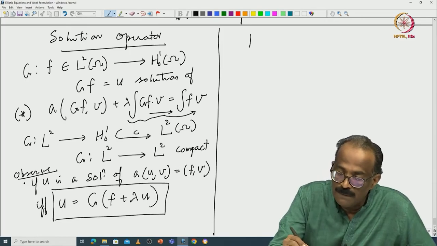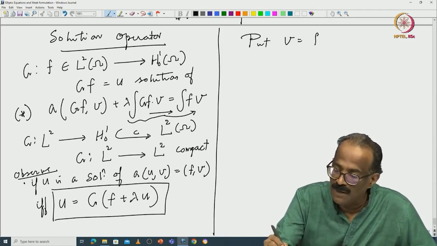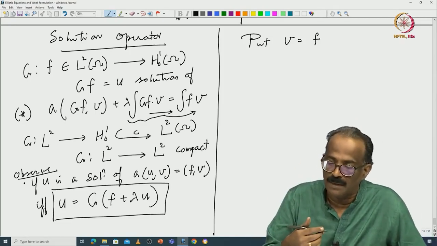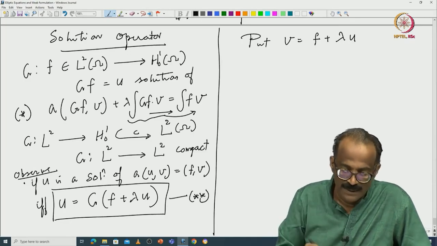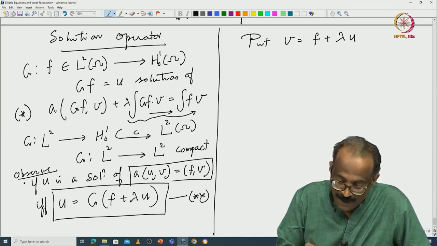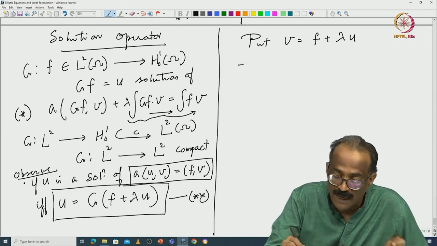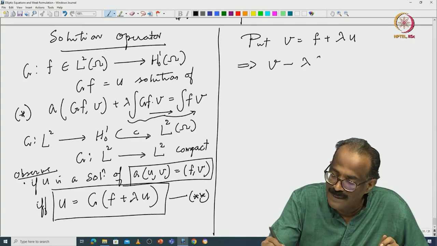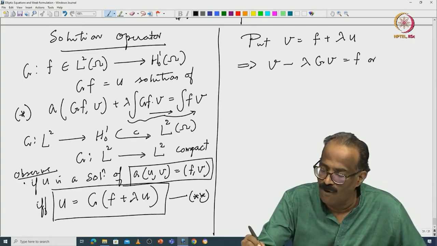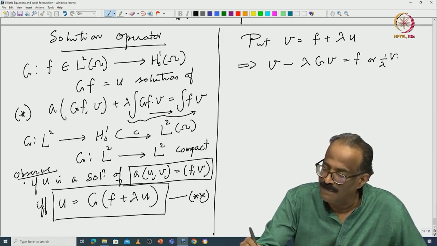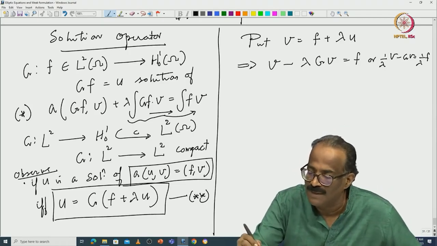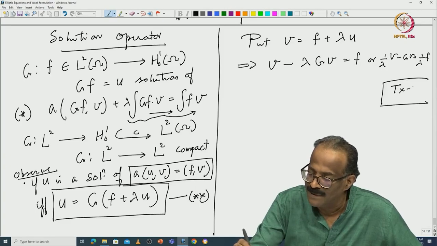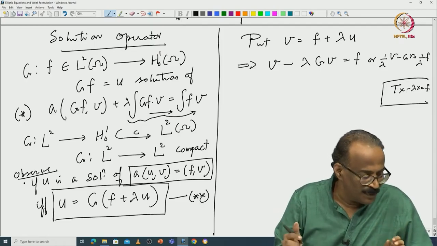Now put v equal to f plus lambda u, in the form which I want, the operator form. Then star is equal to double star. That will imply u minus lambda G u equals G f, or in a typical form, 1 over lambda u minus G u equals 1 over lambda G f, it does not matter. This is a typical form, if you recall, T x minus lambda x, where G is a compact operator. That immediately proves this.